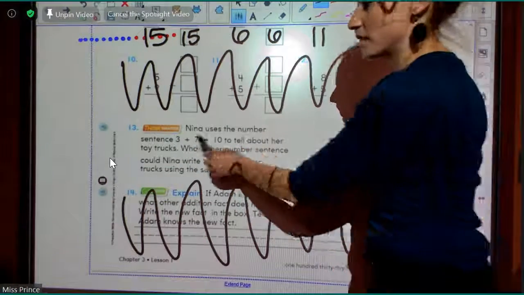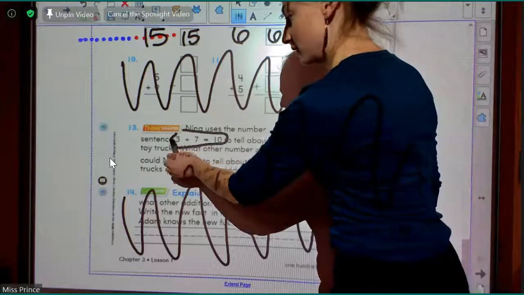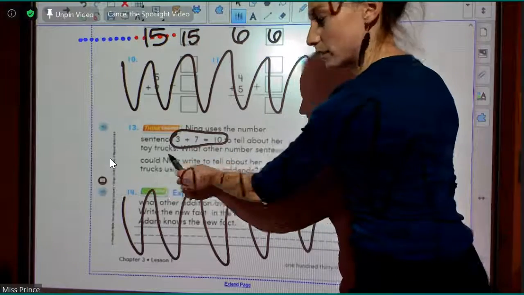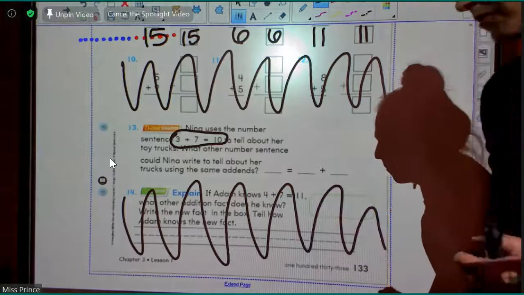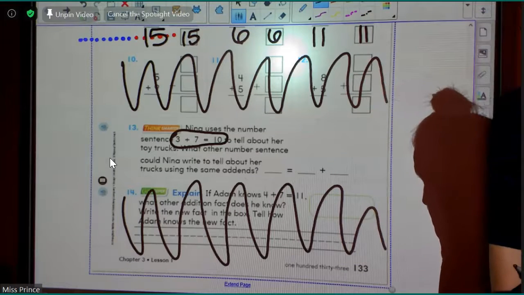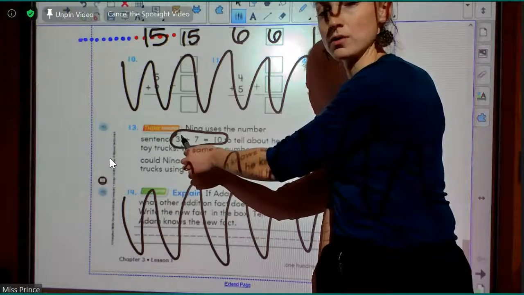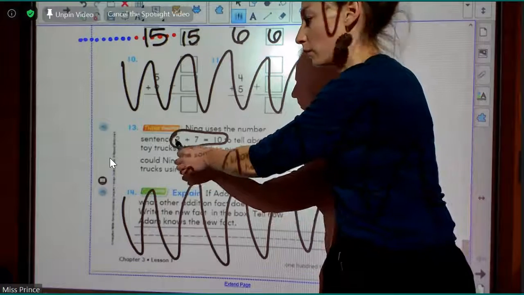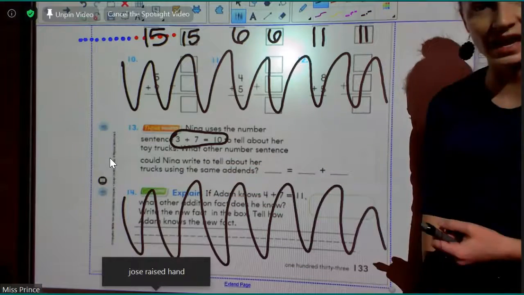Nina uses the number sentence 3 plus 7 equals 10 to tell about her toy trucks. What other number sentence could Nina write to tell about her trucks using the same addends? So we're still going to use flip-flop. Oh, Jose, please raise your hand. We still need to use a 3 and a 7, and we're still going to get a 10.